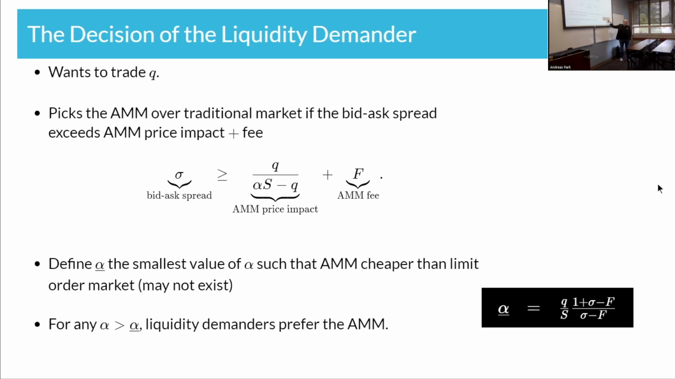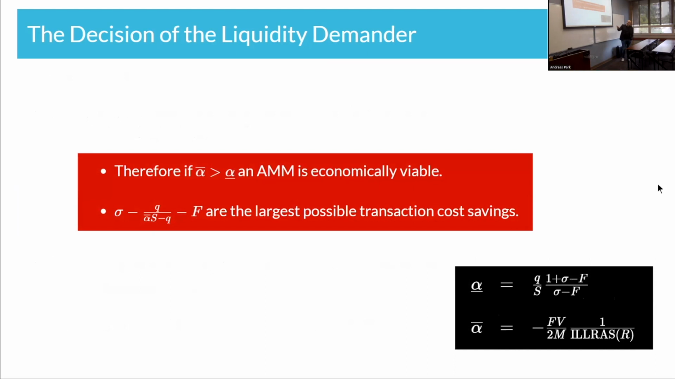So this one again can be expressed in closed form. And so whenever the upper bar, the liquidity provider bound, exceeds the lower bound that the liquidity demanders need, then an AMM could be economically viable. Now, it's not clear, by the way, that this lower bar, alpha bar, actually exists. Right? This could be 1 or could be above 1. So it's possible that the traditional market would always be cheaper, such as it is. But if it isn't, then we're good.